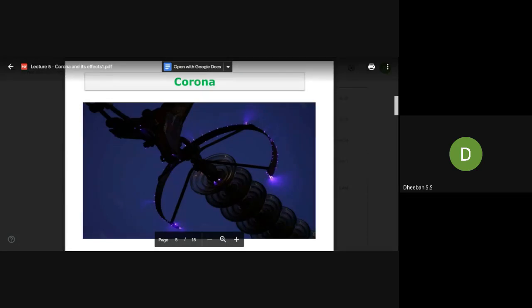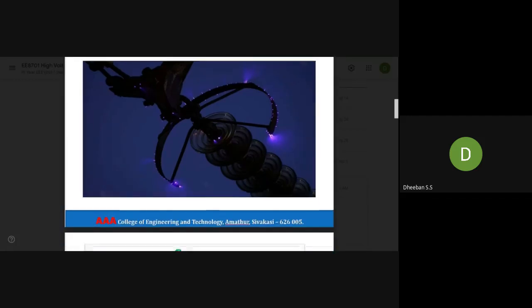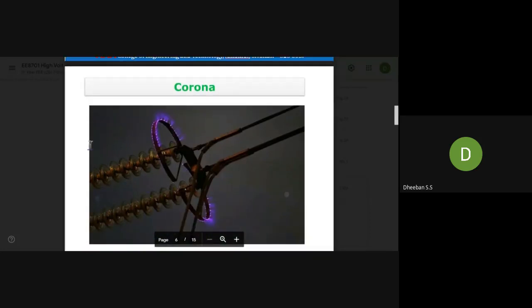This is a picture which is blue, which means this is taking place in a positive conductor. Here you can see it clearly, it is around the conductor. There is some kind of bluish color around the conductor. This is one, followed by the other. This is also another one, also happening in blue color, so it also corresponds to a positive conductor.